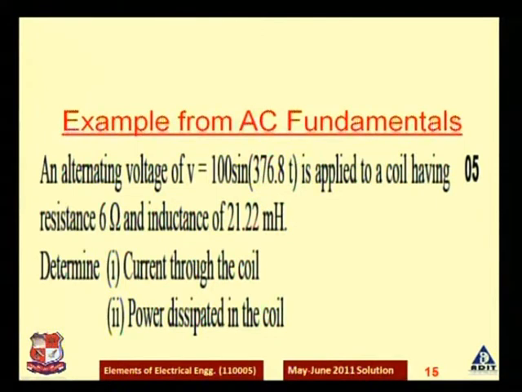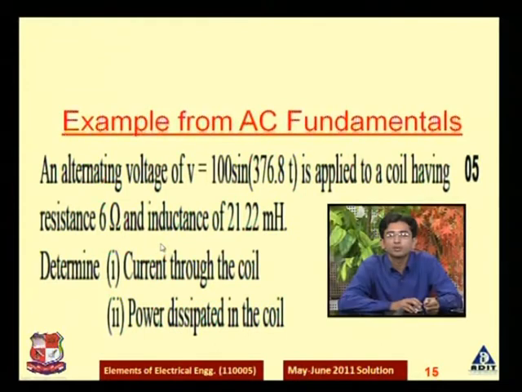So the example data was like this: an alternating voltage of V = 100 sin 376.8 t is applied to a coil which is having a resistance of 6 ohm and inductance of 21.22 millihenry. So friends, you have to calculate the current through the coil and how much power is dissipated in the coil. It is one kind of RL circuit.